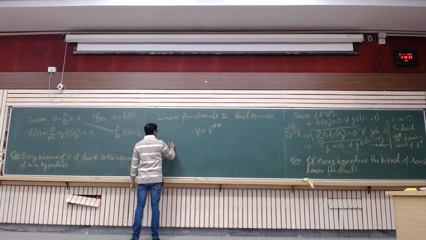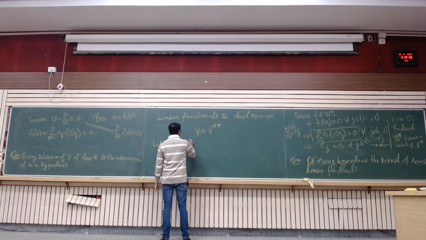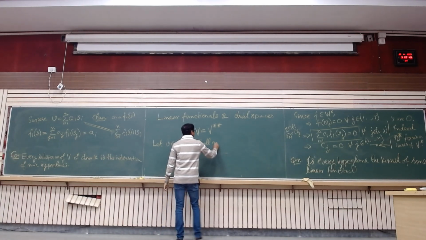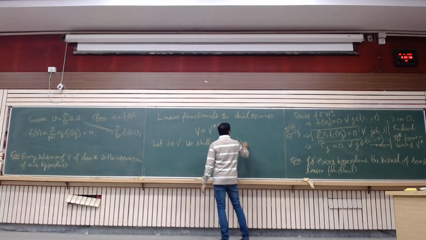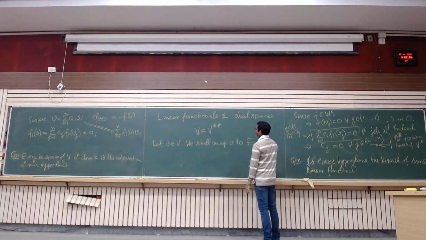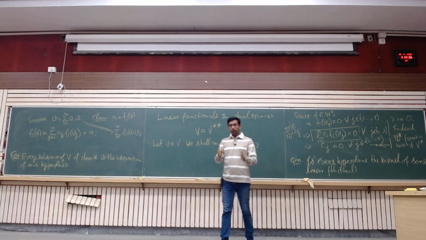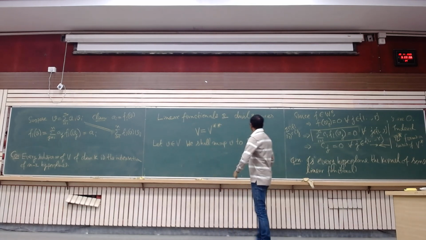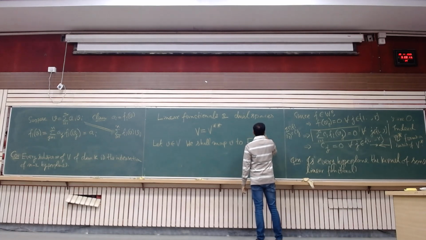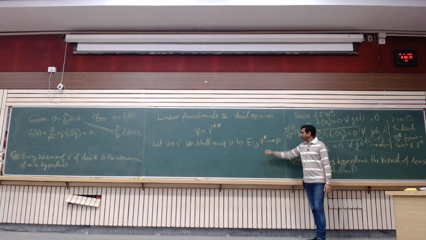So, let v be in V. We shall map v to Ev, that is, evaluation at v. What are these elements again in the dual space? They are maps from the dual to F. In the double dual, it's a map from the dual of V to F, right? So this would be a map from this to F, and so this is the evaluation map.